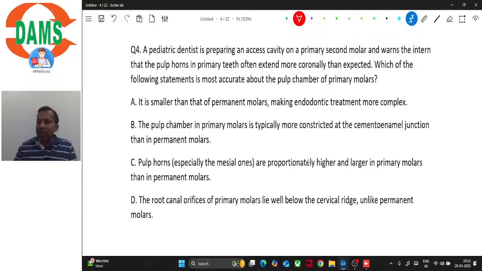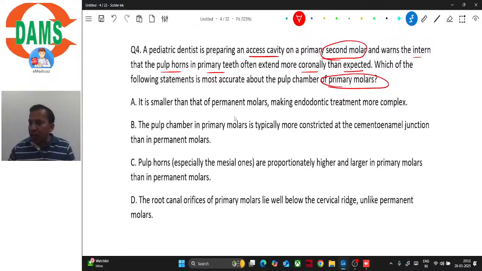A pediatric dentist is preparing an access cavity on a primary second molar and warns the intern that the pulp horns in primary teeth often extend more coronally than expected. So pulp horns are more coronal in the primary as compared to the permanent teeth, right? Which of the following statements is most accurate about the pulp chamber of primary molars? Option A, it is smaller than that of permanent molars, making endodontic treatment more complex. Option B, the pulp chamber in primary molars is typically more constricted at the CEJ than in permanent molars.